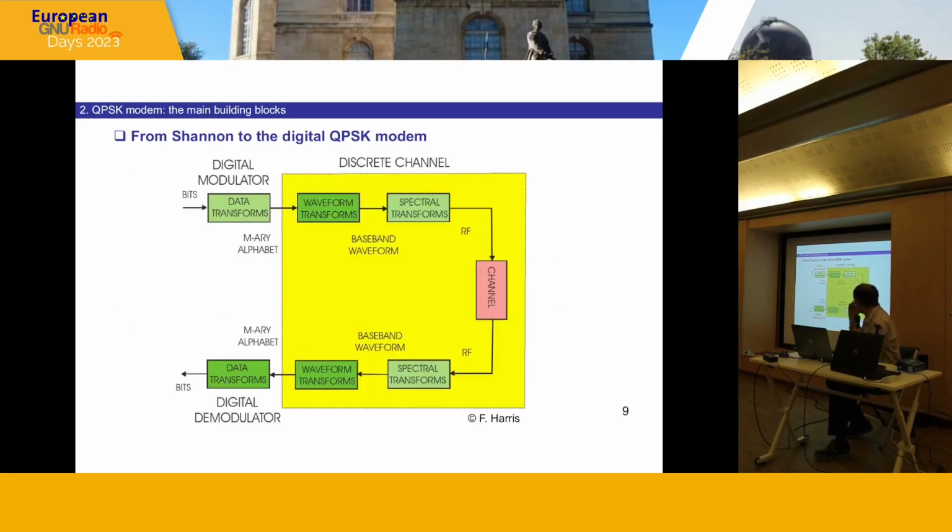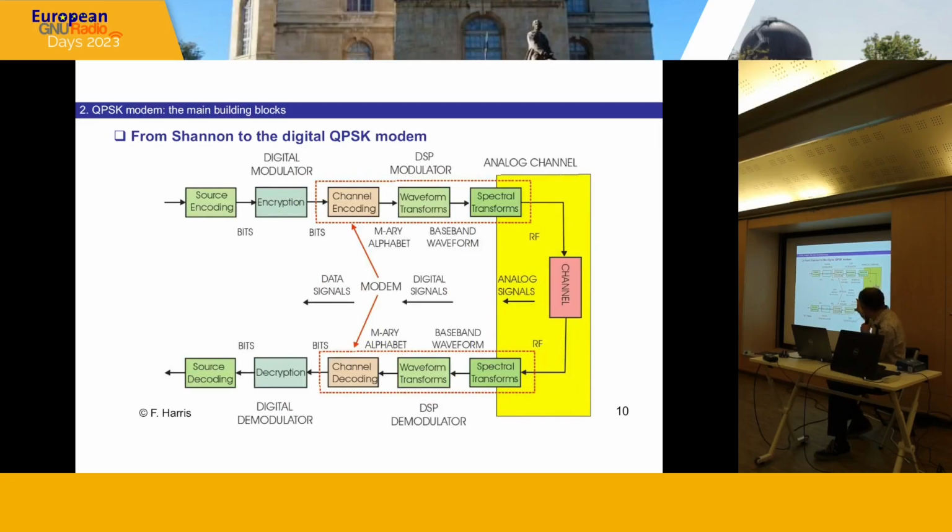So if you get more precise, then you've got here the digital modulator and demodulator and the discrete channel. When you start by introducing the waveform transform with pulse shaping, spectral transform if you change the frequency, if you adapt to the channel.